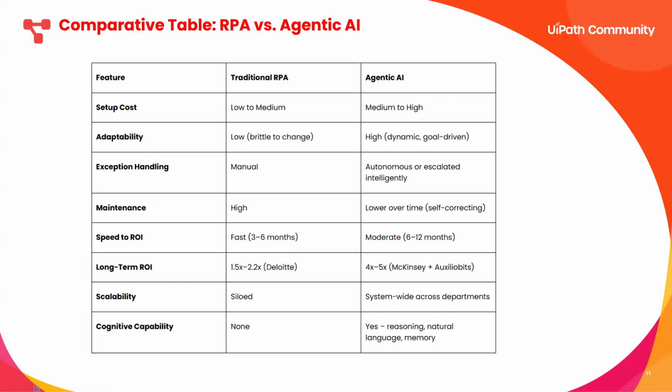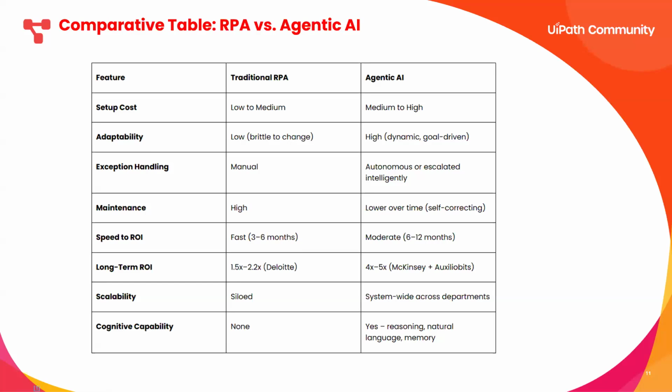In terms of adaptability, traditional RPA is always considered low. However, agentic AI is dynamic and goal-driven, and that's the reason it's always considered high. For exception handling, we can add a lot of exception handling modules, but that can still be manual. But while working with agents or agentic AI, we can autonomously and intelligently escalate, as well as fix it with the help of AI.